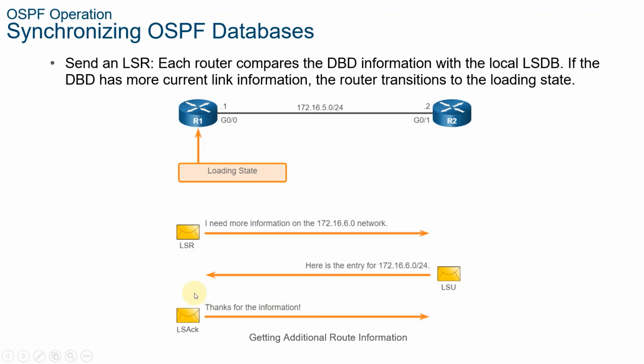Again, when R1 receives an LSU, it sends an acknowledgement. That's why you have here LSAck, or the link state acknowledgement. R1 then adds the new link state entries into its LSDB. After all LSRs have been satisfied for a given router, the adjacent routers are considered synchronized and it is in a full state. So updates: LSUs are sent only to neighbors in the following conditions.